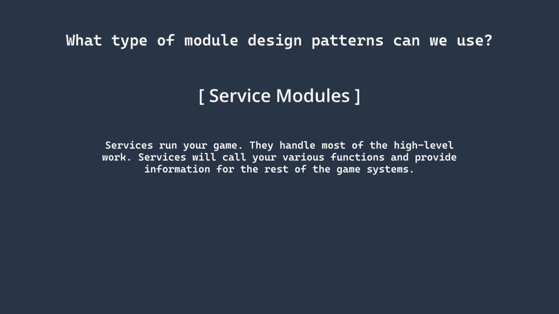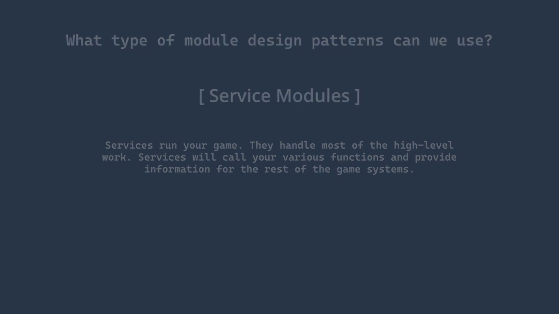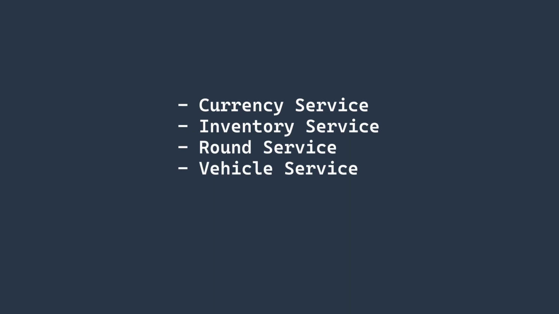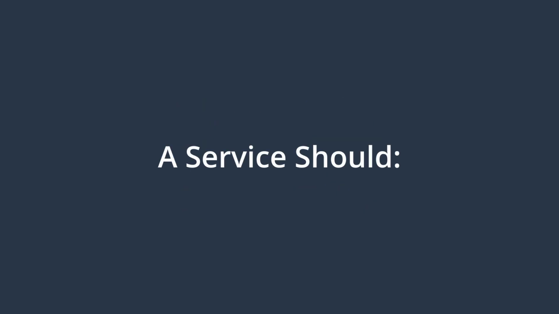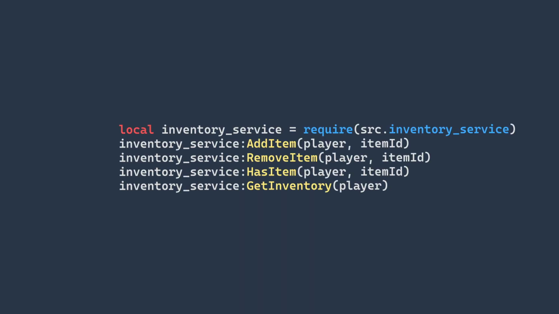These are services. A service owns a major system and acts as the main controller for it. So for instance, things like currency service, inventory service, round service, vehicle service, combat service, matchmaking service, all of these systems would be services. A service should own its own data, control its system's logic, and expose functions for other code to use. For example, a service could look something like this.